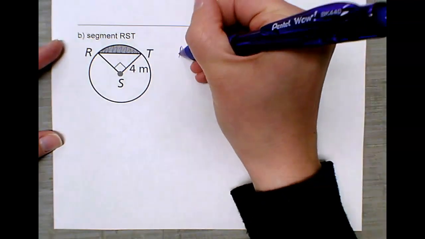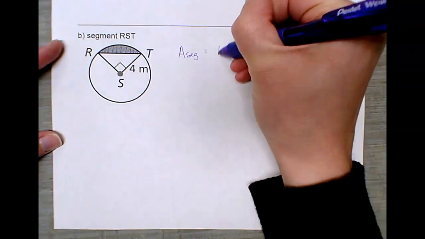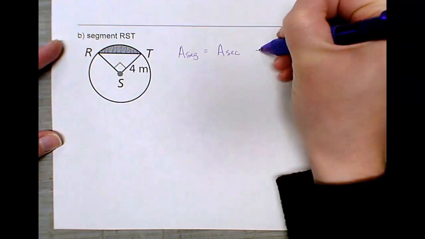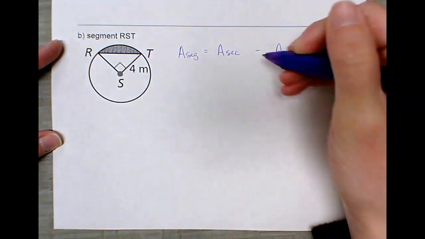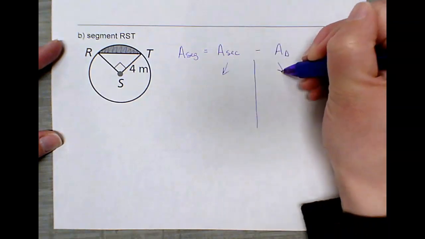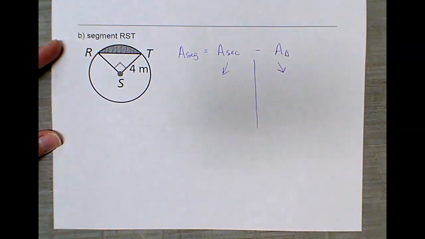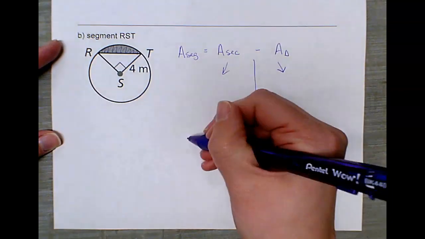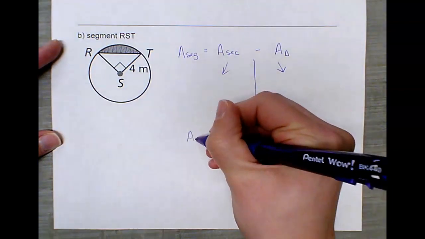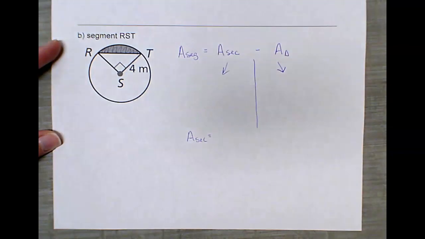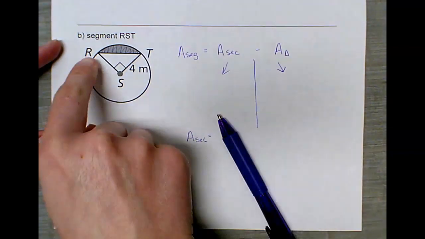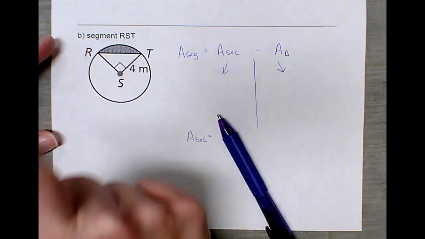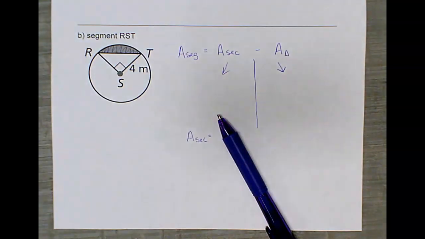In order to find the area of the segment, it's equal to the area of the sector minus the area of the triangle. So I'm going to find each of these pieces individually. The area of the sector. I'm going to ask you to pause your video and calculate in terms of pi the area of the sector of circle S and sector RST. So pause your video, calculate the area of the sector, and come back and check your work.